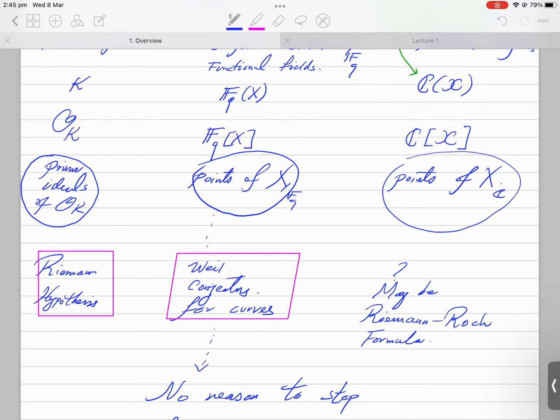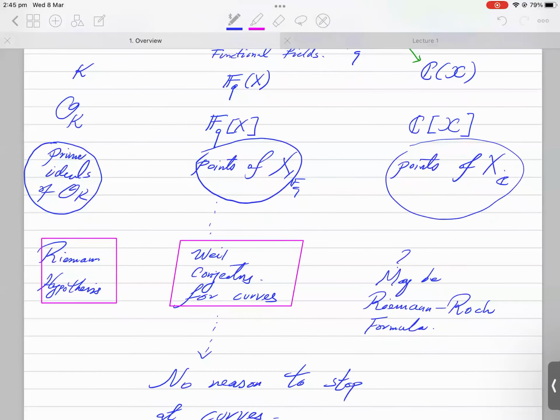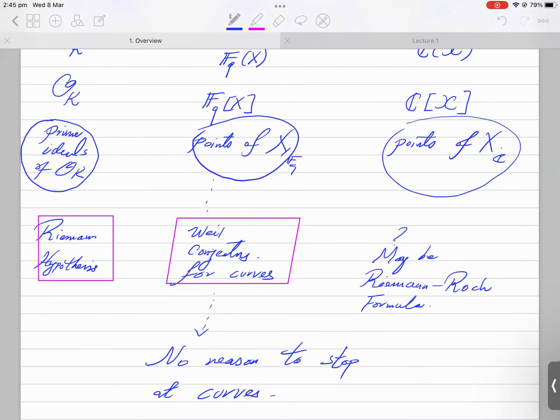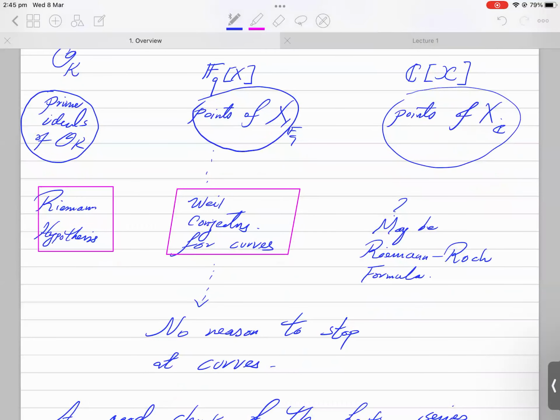I don't know if they had a very good analog over C, but possibly the Riemann rock, which is one of those formulas that is extremely important that I've never actually internalized in a way that I would like, in a way that I can sort of explain on a walk around campus.